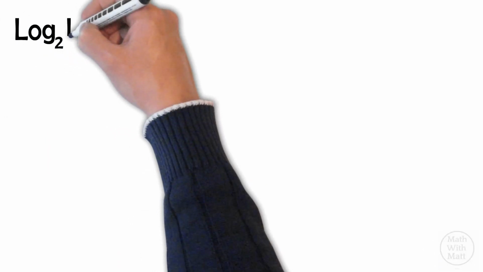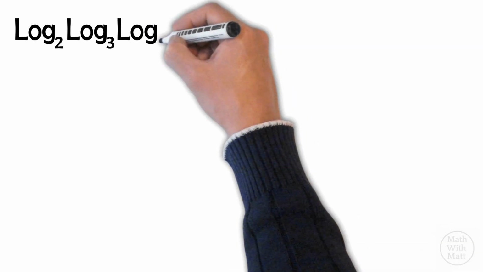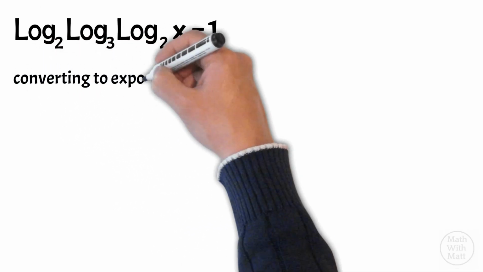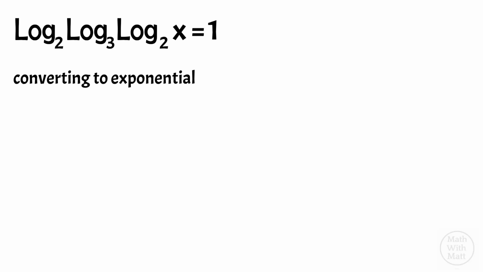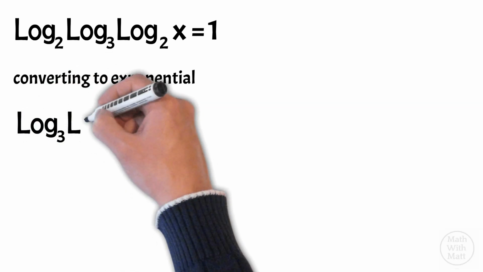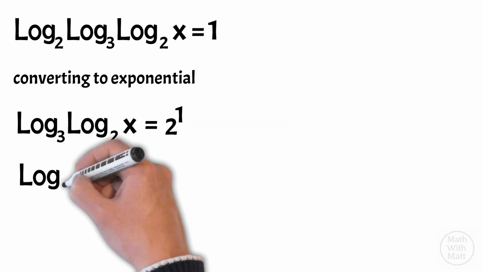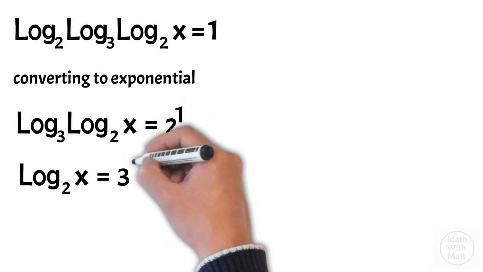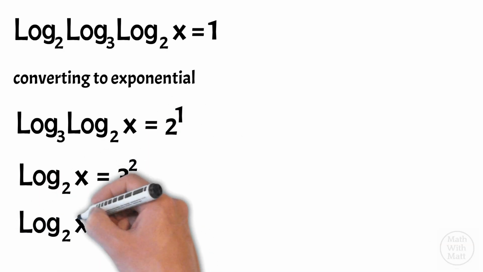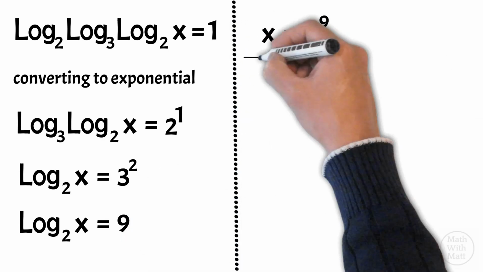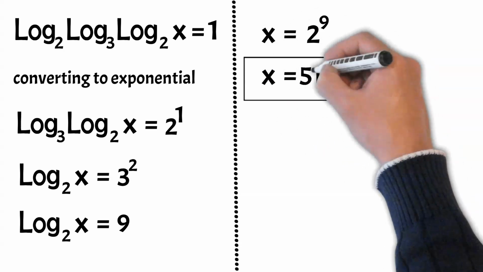For the next problem we have log to base 2 of log to base 3 of log to base 2 of x equals 1. Here we need to find the value of x. We will convert this log into exponential form by picking the innermost log first, and we work our way to the outer log, step by step. First, we have 2 to power 1, which is 2 itself. And further converting to exponential form, we get 3 squared, which is 9. And after applying the final conversion, we get 2 to power 9, which is 512, which is our value of x, or our final answer.